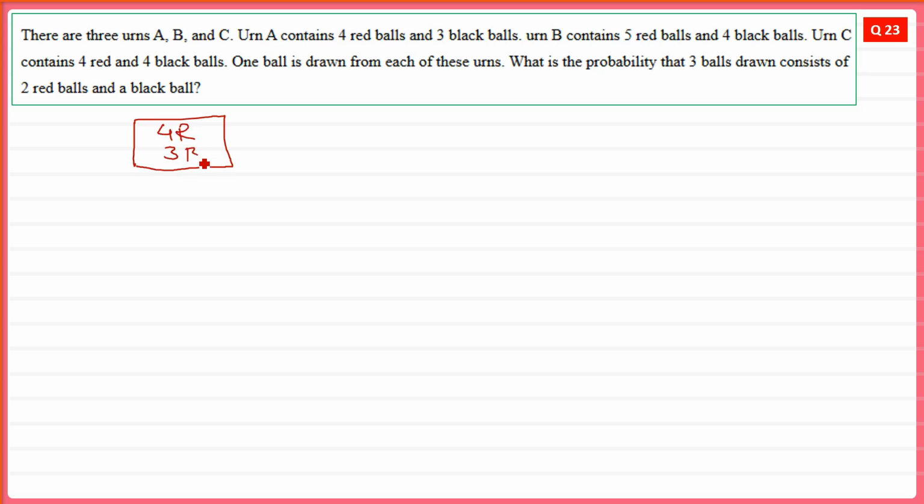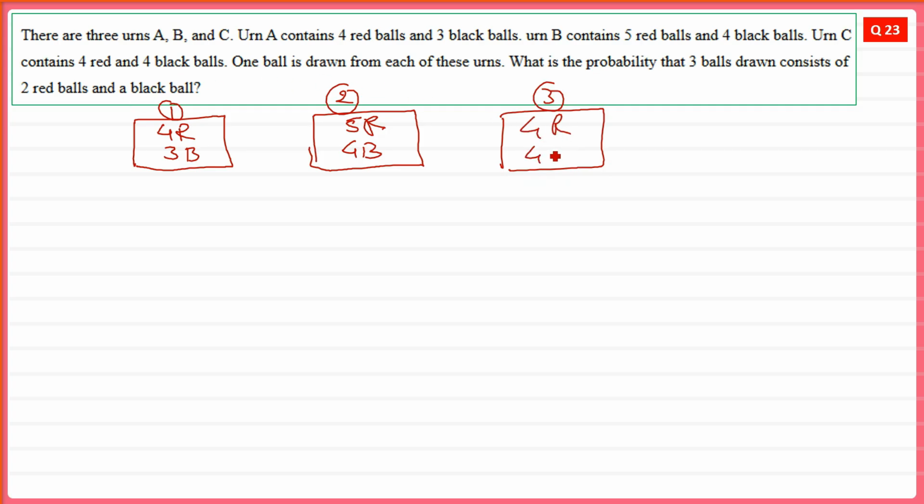The first urn has 4 red and 3 black balls. The second urn contains 5 red and 4 black balls. The third bag is containing 4 red and 4 black balls. So 4R and 4B. One ball is drawn from each of these urns. What is the probability that the 3 balls drawn consist of 2 red balls and a black ball?